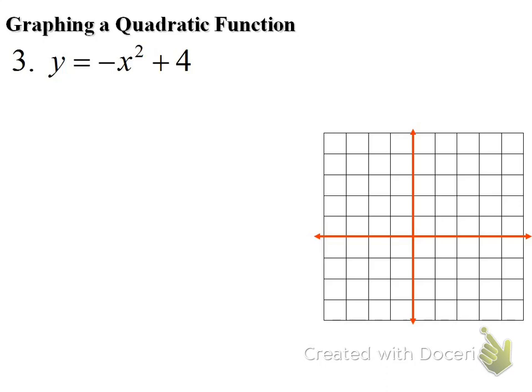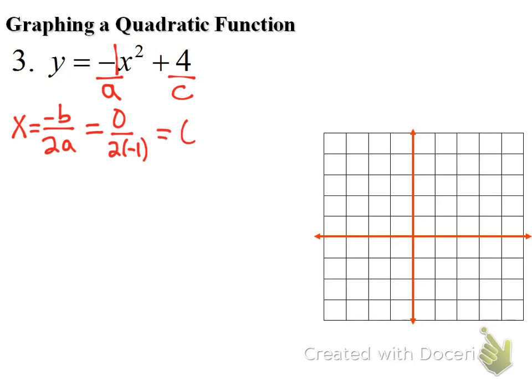All right, I'm going to start here by labeling A, B, and C. What's A? -1. Good. What's B? Good. What's C? 4. Great. So how am I going to do -b over 2a if I don't have a b? It's just 0. 0 over 2 times -1, which is just 0. So the x value of my vertex is 0.